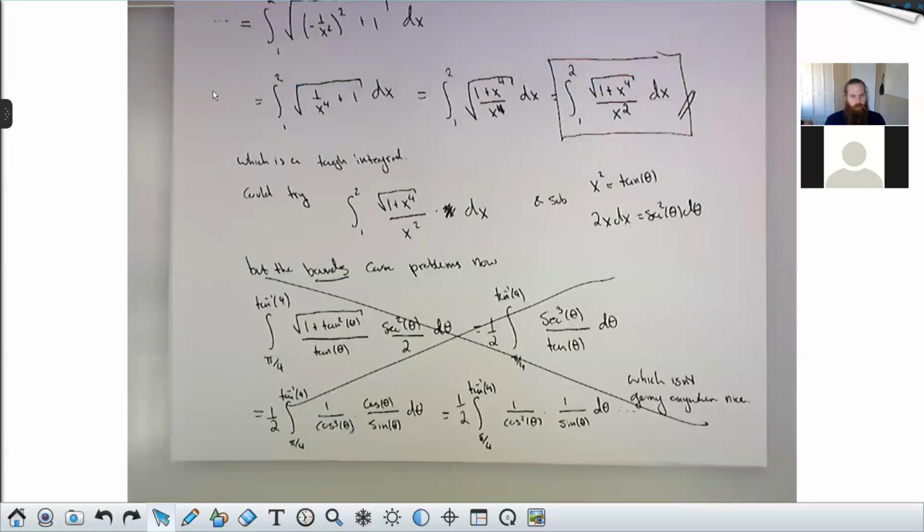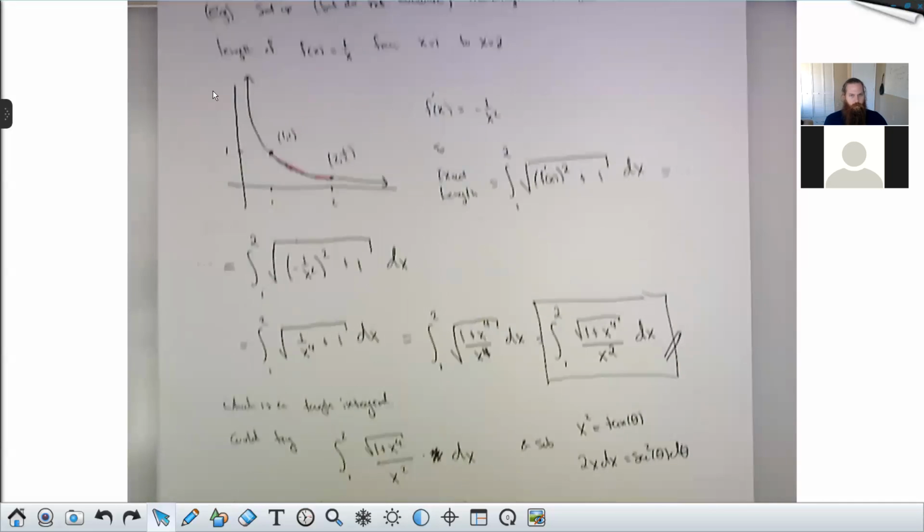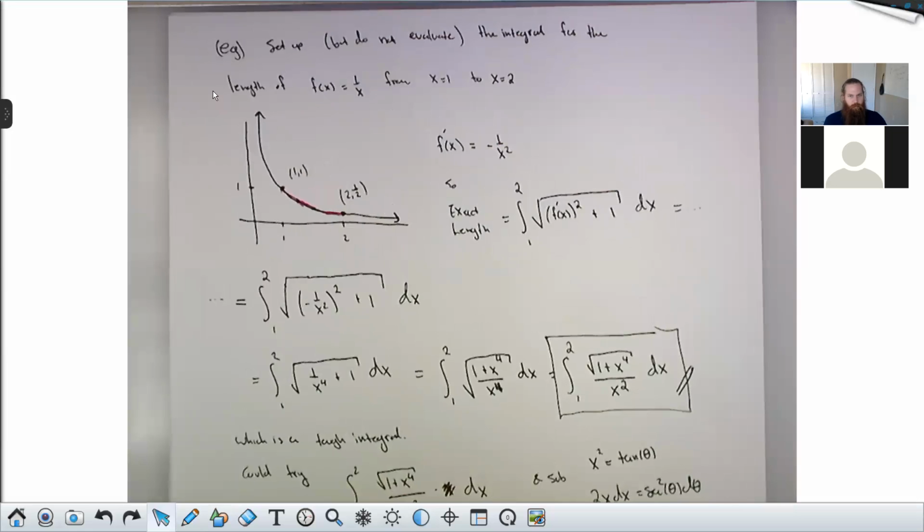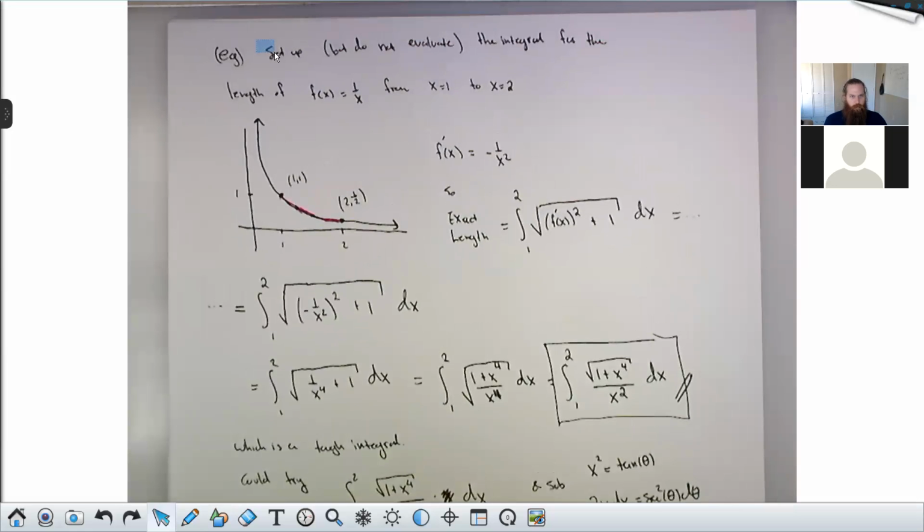Yeah, good catch, one. Thank you. Sorry about that. So here are the parts of the problem that would be necessary to answer this question. Set up but do not evaluate. Calculate your derivative, plug into your formula, and then you can simplify as much as you want. This would be an x to the 4, which means after you take the square root, this would be an x squared.